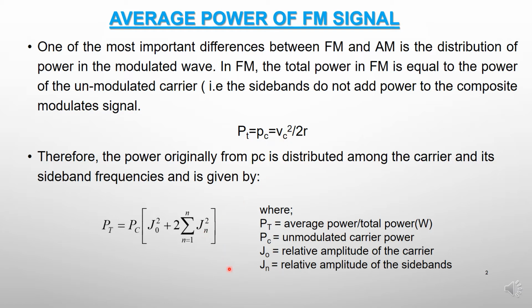Therefore, the power originally from PC is distributed among the carrier and its sideband frequencies, and it is given by this equation: PT is equal to PC times J0 squared plus 2, the summation from n equal to 1 up to n equal to N, of Jn squared. PT is the average or total power, PC is the unmodulated carrier power, J0 is the relative amplitude of the carrier, and Jn is the relative amplitude of the sideband. We have looked at this in the previous part.